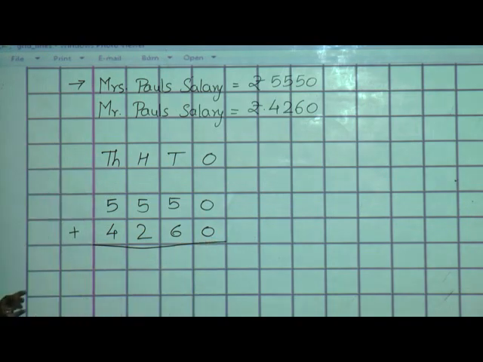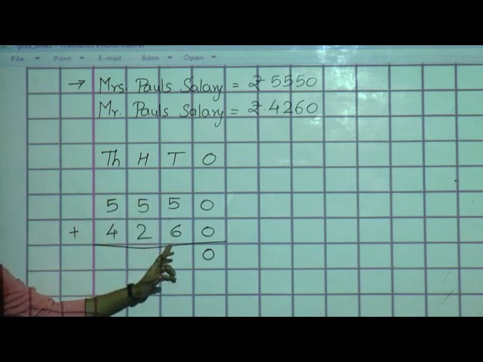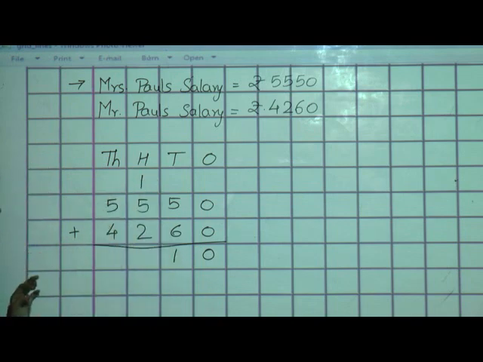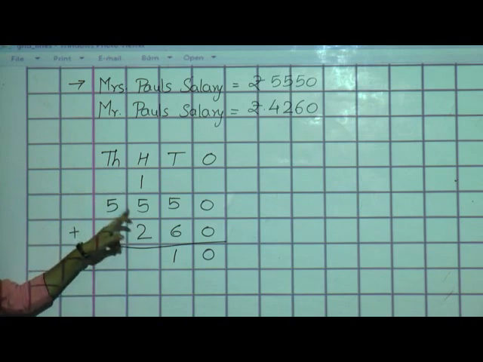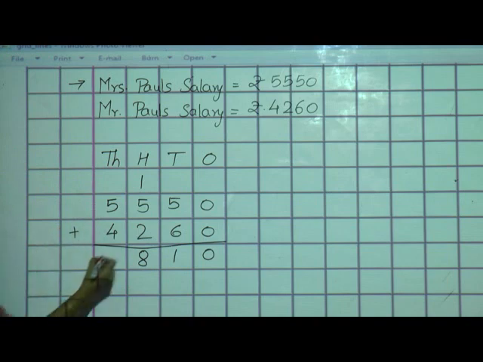Now see the ones place column. 0 plus 0, 0. Now see the tens place column. 5 plus 6, 11. So we will write here 1 and we will give 1 carry to the hundreds place. Now see the hundreds place. 1 plus 5, 6. 6 plus 2, 8. See the thousands place. 5 plus 4, 9. So how much do they earn together?